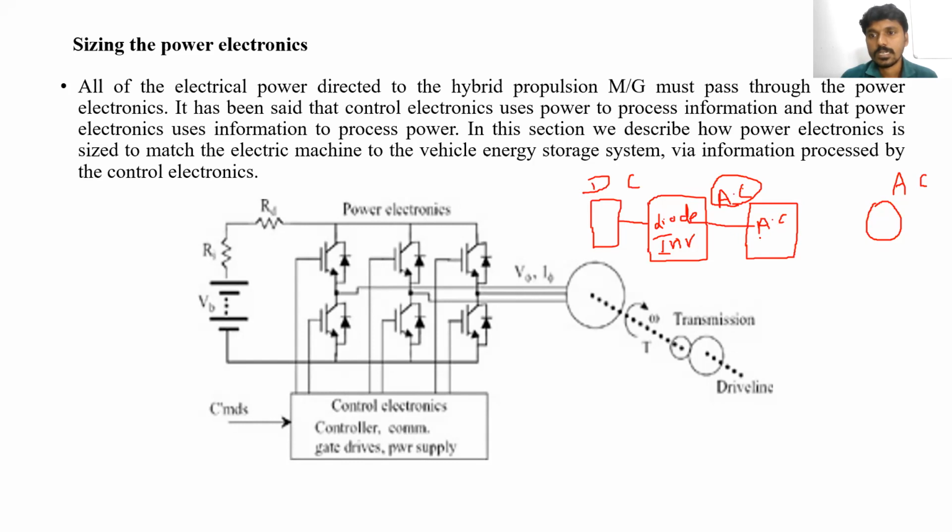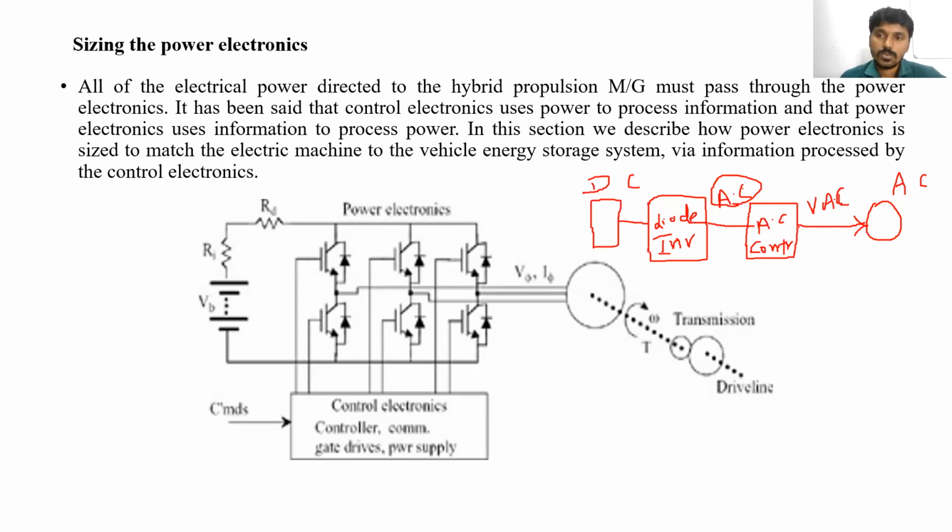AC voltage controller. Simply we can say regulator. This AC voltage controller will convert fixed AC into variable AC. Clear? This is the variable AC. So we are getting the variable AC from the AC voltage controller.